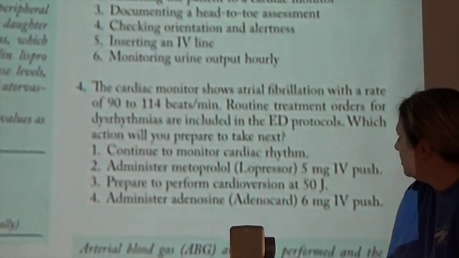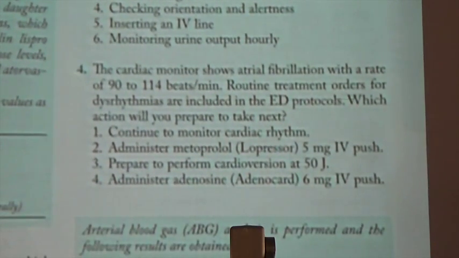Driving backwards. So 1, 2, and 6. The cardiac monitor shows atrial fibrillation with a rate of 90 to 114. Routine treatment orders for dysrhythmia are included in the ED protocol. Which action will you prepare to take next?